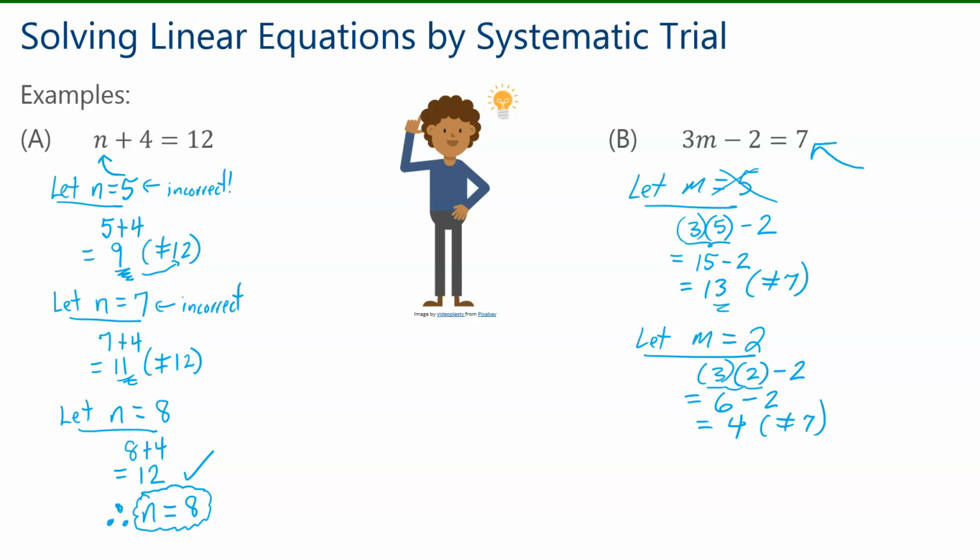Not equal to 7, which is what I need. But this time, what I end up with is less than 7. m equals 2 doesn't work. It's a little bit less than what I need, so let's try m equal to 3.